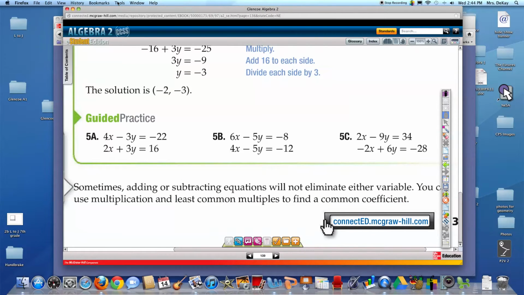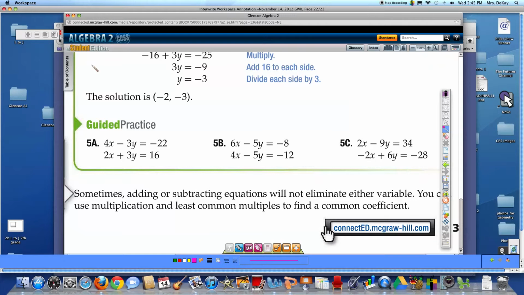The 5a. Oh, look at that, that's beautiful. That is too perfect. Add your equations together. We can eliminate. 6x equals... Done. Oh, -6. So x equals -1.